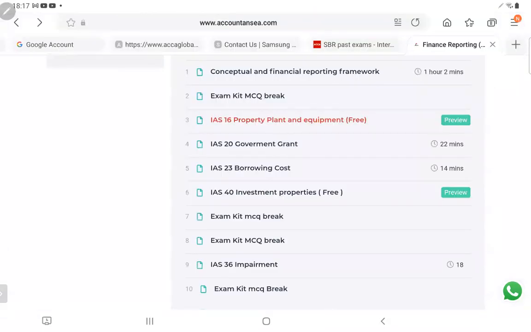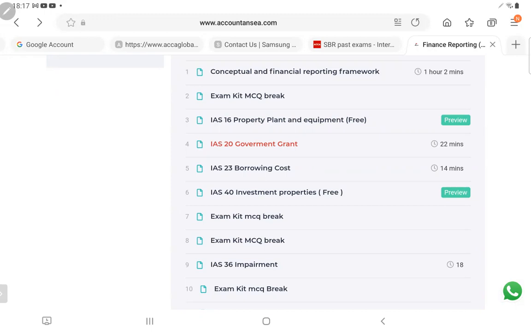Similarly, if you open the next topic, you can see its preview is not mentioned in front of it. It won't open immediately until you get enrolled for the classes. The reason, obviously, is that it is a paid topic, right?